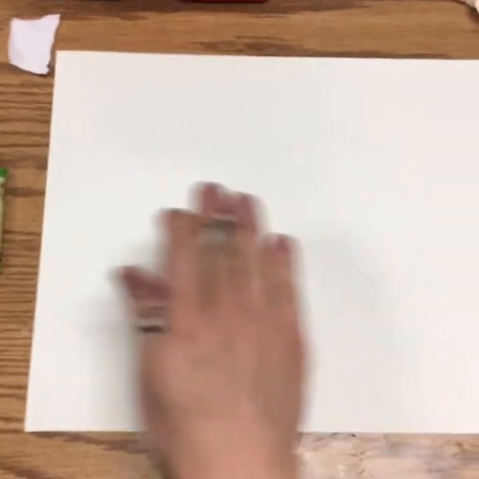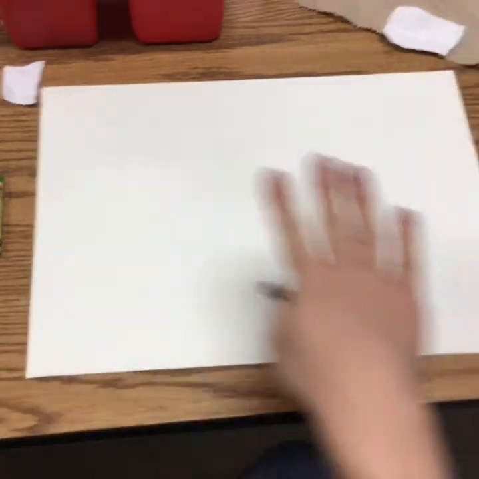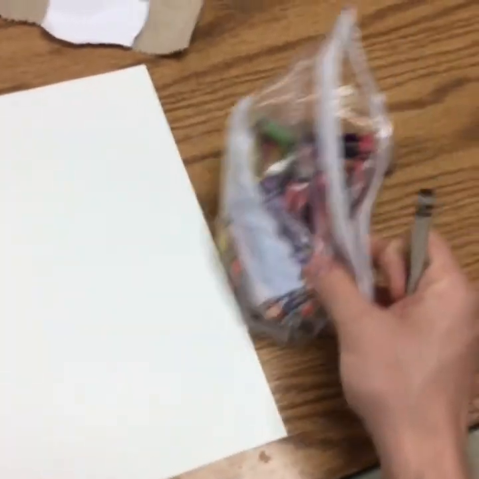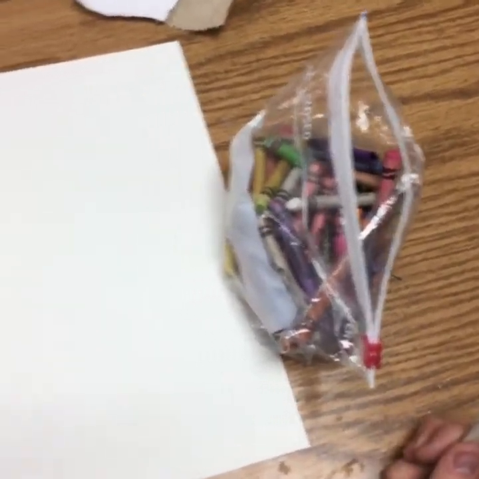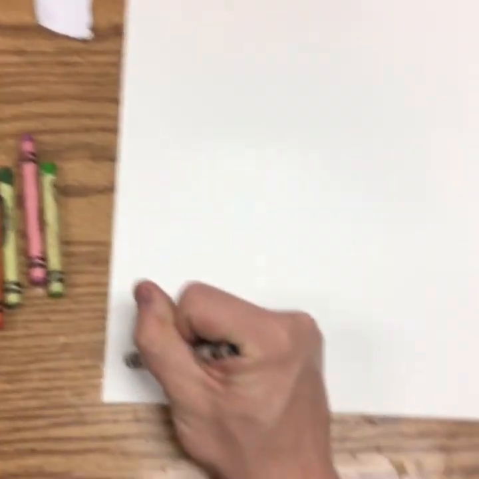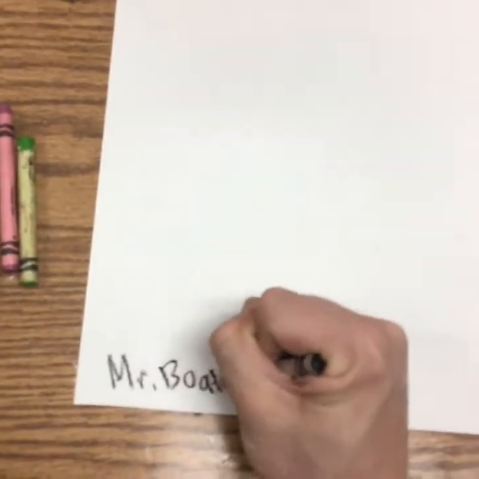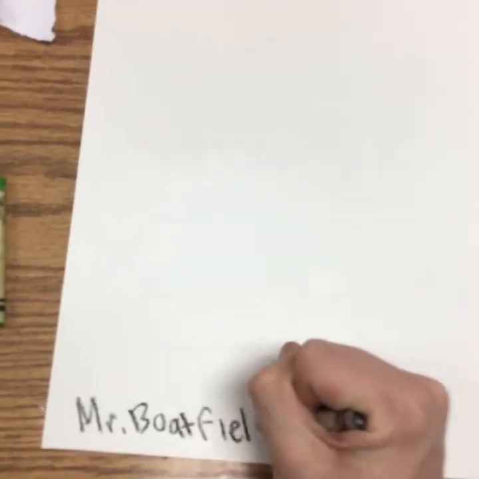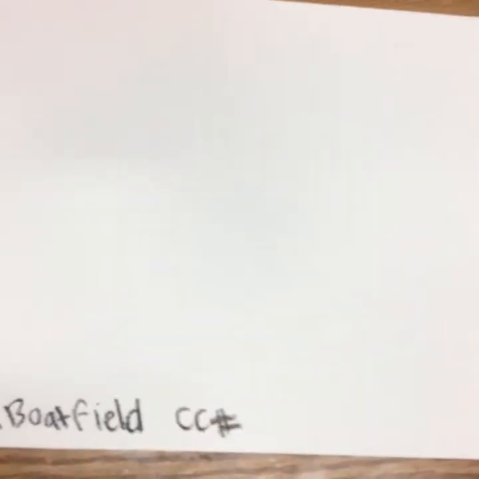So if you followed our directions into the room carefully, you should have this really wide piece of paper. You want it to be horizontal. So it should look like a line like this, really nice and wide. What you're going to do is find a black, brown, or gray, or some sort of dark crayon like purple or blue, and write your name in the very bottom left-hand corner. I'm going to write Mr. Boatfield in black because that is my name and I want it to show up because we will be painting this. I'm also going to write our class code right next door, and that is what you need to do.